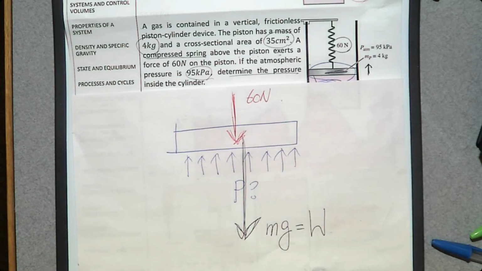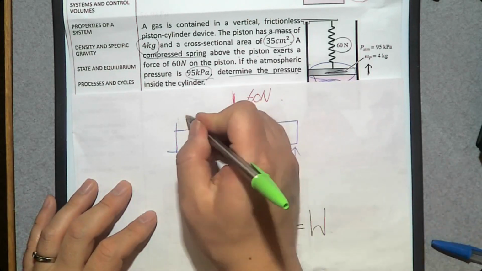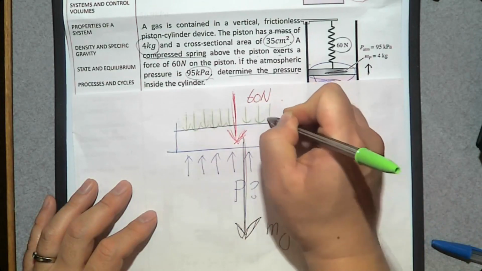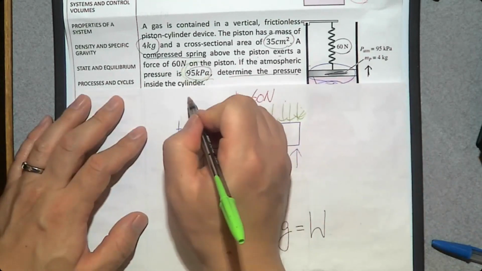That's it, or anything else? So there's only one pressure acting on, right? There's no other pressure. There's atmospheric pressure. So atmospheric pressure is in what direction? This way. So how much? 95 kilopascal.